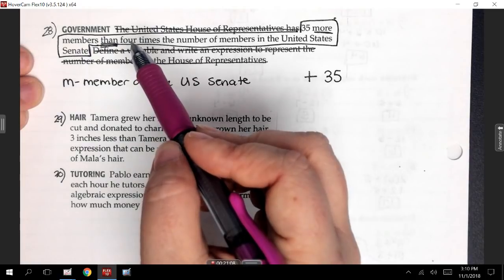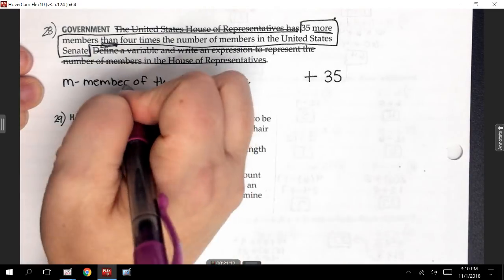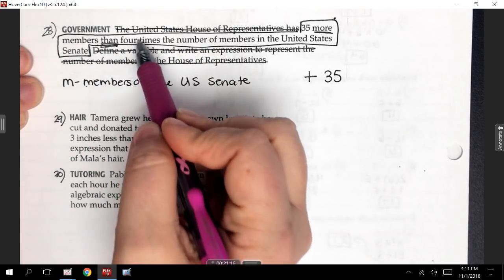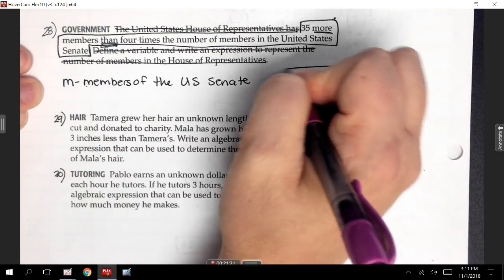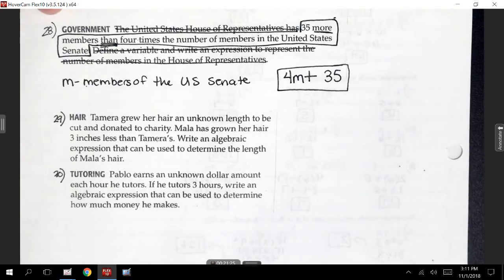Now let's read the rest. It says 4 times the number of members. Well, that's what this is talking about, members of the U.S. Senate. So 4 times the members, 4 times M. We write 4 times M just by putting them next to each other. Okay. All right, number 29.